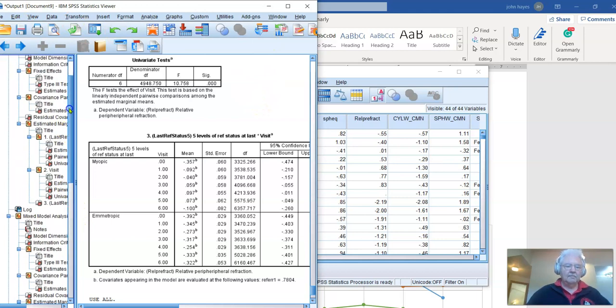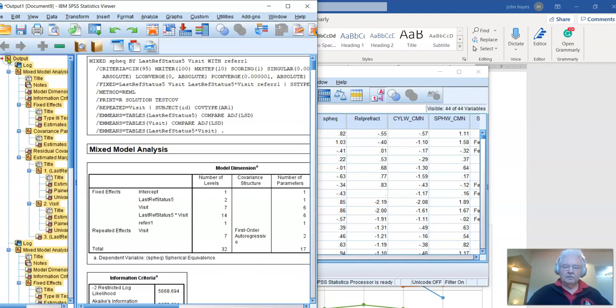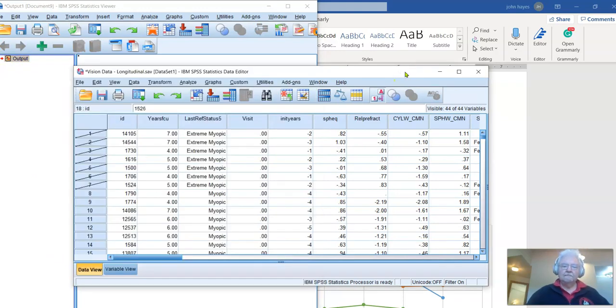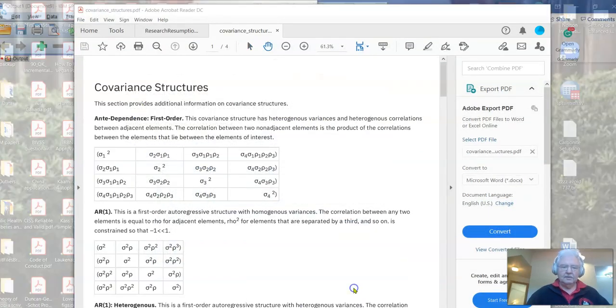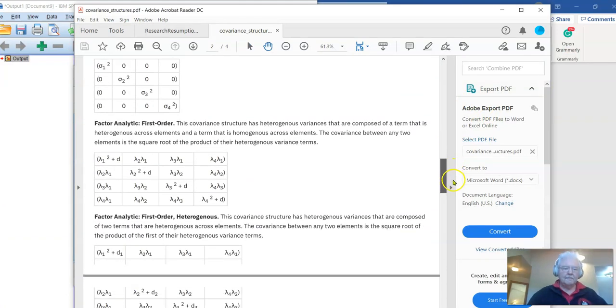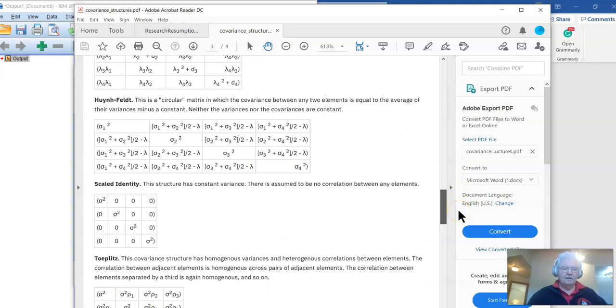Now, I'm just going to get rid of all that. And we're asking about covariance structure, so let's just take a quick look at those. Now, as a reminder, we have scaled identity, which notice there's no subscripts. So this is the same variance that's used for everybody. The zeros are in the covariance slot.